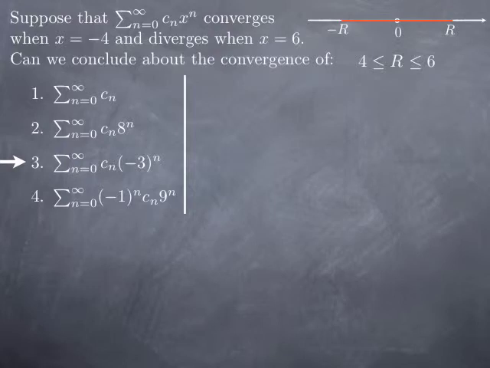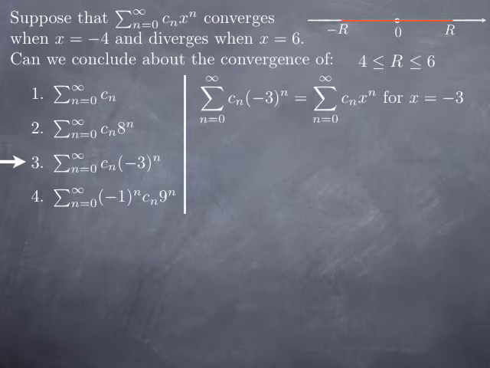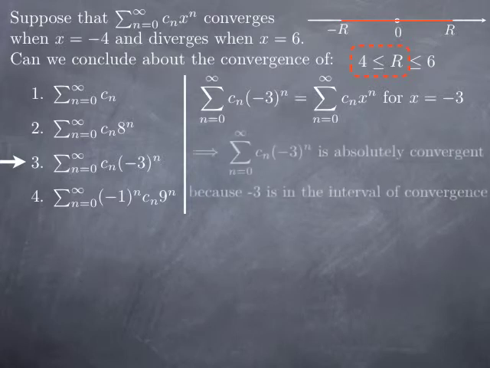If we look at the series from 0 to infinity of Cn times -3 to the n, it is simply the value of our power series when x is -3. But we know that r is at least 4, and -3 is at a distance 3, therefore less than 4, at a distance 3 from the origin. And therefore, -3 is in the interval of convergence, which means that our series is absolutely convergent.